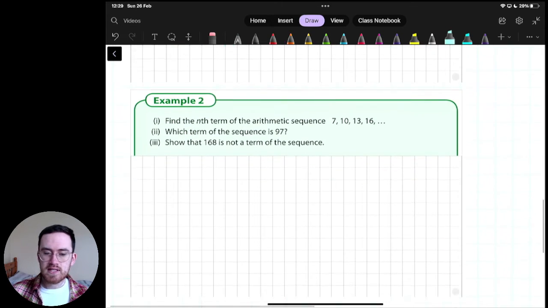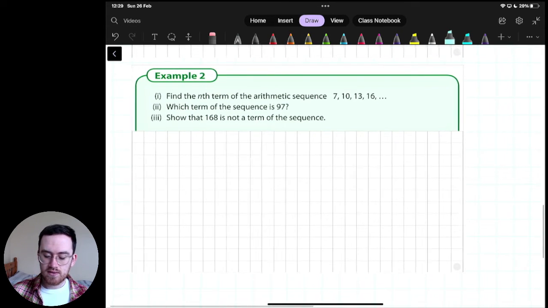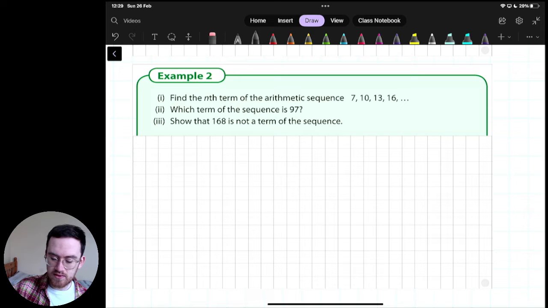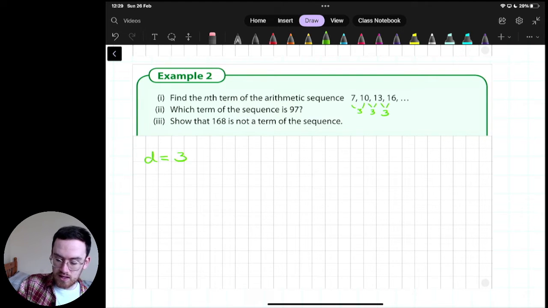Same thing coming up in this second example here. So find the nth term, what term is 97, and show that 168 is not a term. So let's focus on the first bits. Find the nth term. To find the nth term, we need to look at the difference between each of the terms. And we can see that what's happening here is that we're going up in 3s each time. So D is going to be 3. A is the first term, which is 7.